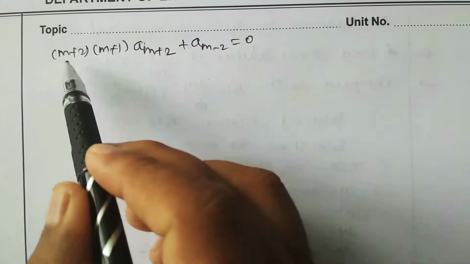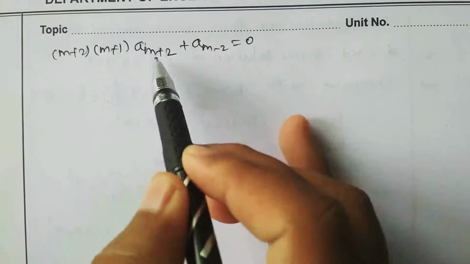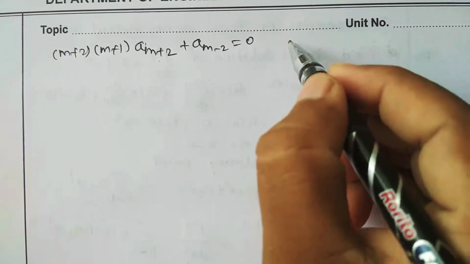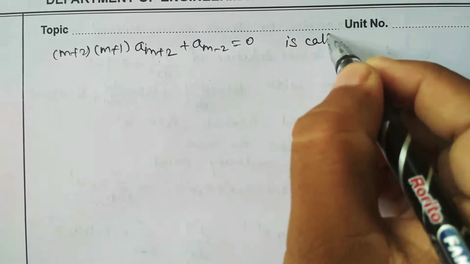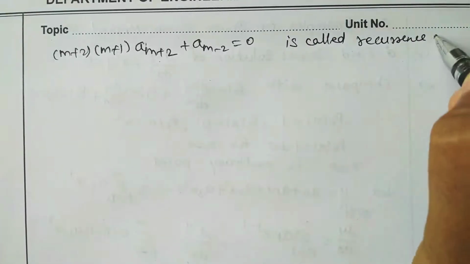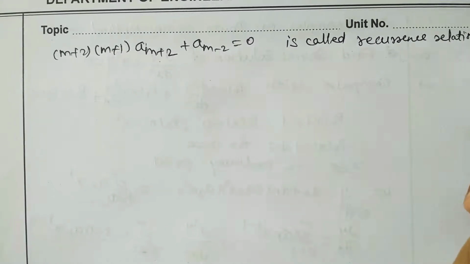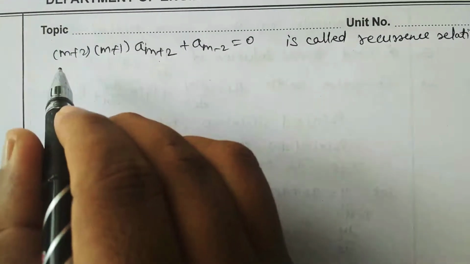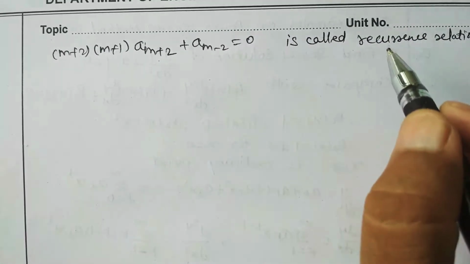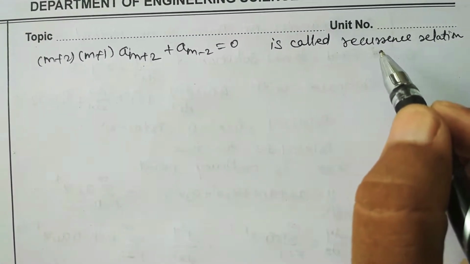So you will get (m+2)(m+1)a_{m+2} + a_{m-2} = 0. This is also called the recurrence relation. Equating the coefficient of x^m to 0 gives the recurrence relation for the given example.